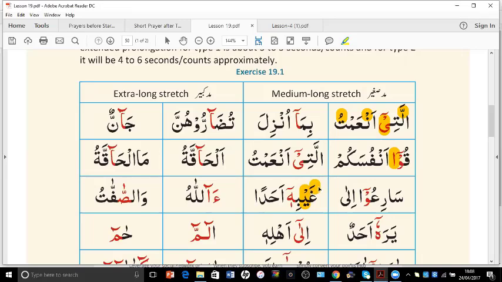You also know about lean letters, where a ya sakin or a waw sakin is preceded by a fatha. Those were taught to you in lesson 11. You also know about the long stretches that are here. They were taught to you in lessons 8, 9, and 10. You also know about nonation, which was taught to you in lesson 11, if I remember rightly. You also know about nasalization. That was taught to you in lesson 14.